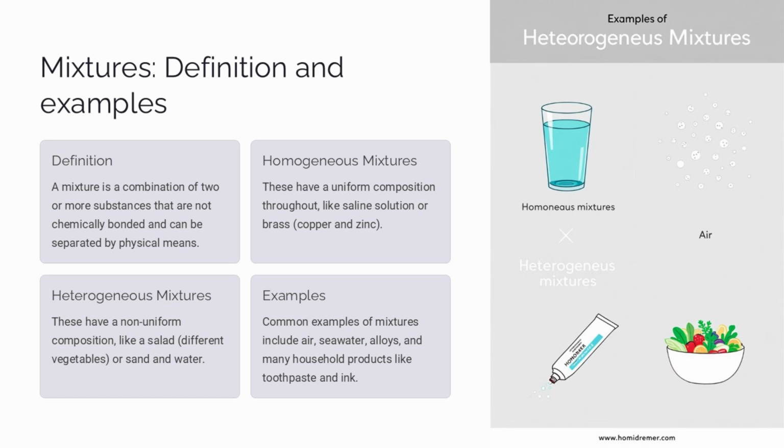A mixture is a combination of two or more substances that are not chemically bonded and can be separated by physical means. Homogeneous mixtures have a uniform composition throughout, like saline solution or brass, copper, and zinc. Heterogeneous mixtures have a non-uniform composition, like a salad, different vegetables, or sand and water. Common examples of mixtures include air, seawater, alloys, and many household products like toothpaste and ink. The image on the slide provides a helpful visual diagram showing the different types of mixtures and examples.